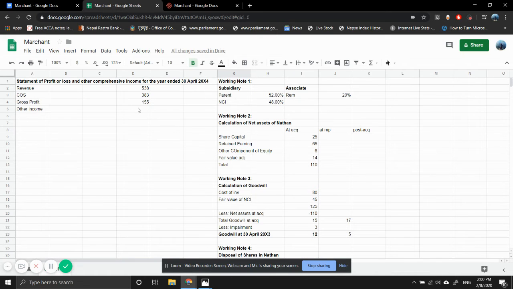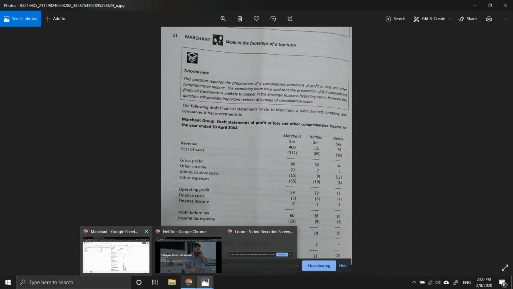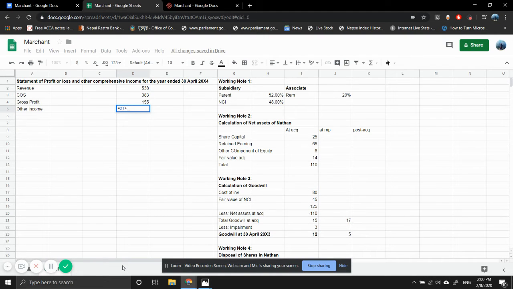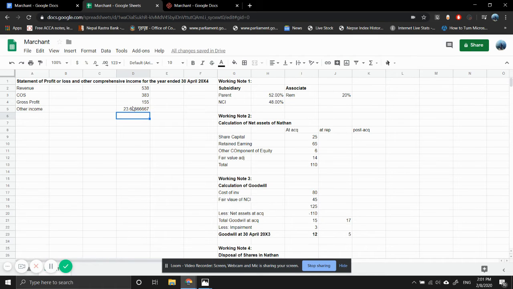So what we will do is let's prepare our other income. We are given for other income 21, 7 and 2, right? 21 plus 7 plus 2. And then 2 is not for the whole year, isn't it? It's only for 6 months, into 6 divided by 12. And then how much was the income that we've already realized by selling our interest? See, this is on an accrual basis, right? Whereas this has already been sold, right? So that will be our figure, okay? So this will be like this.